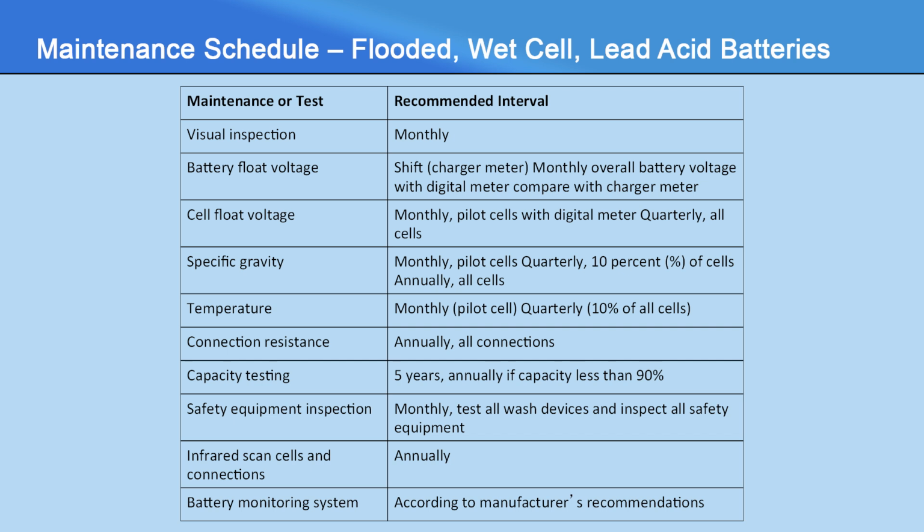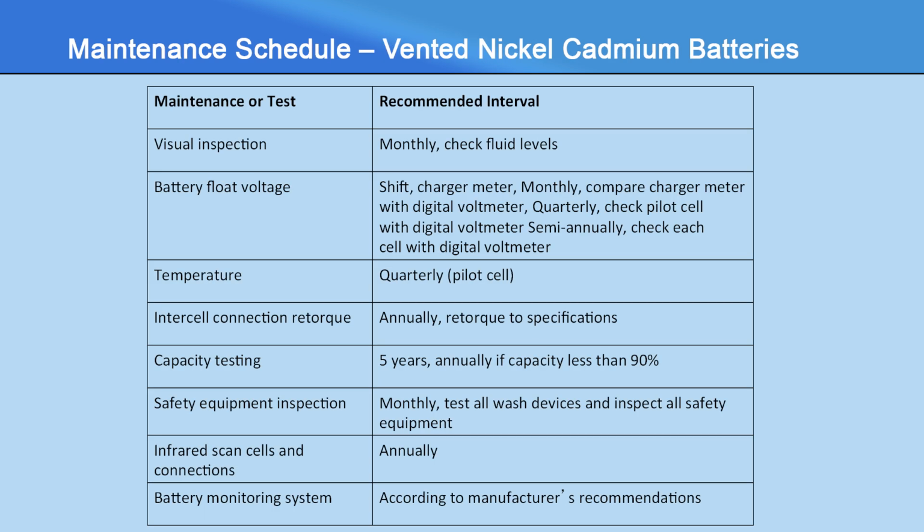Next is battery monitoring system. This is done according to manufacturer's recommendations. Now let us discuss the maintenance schedule for vented nickel cadmium batteries. The first test performed is visual inspection. This is done monthly, in which the fluid levels are checked.